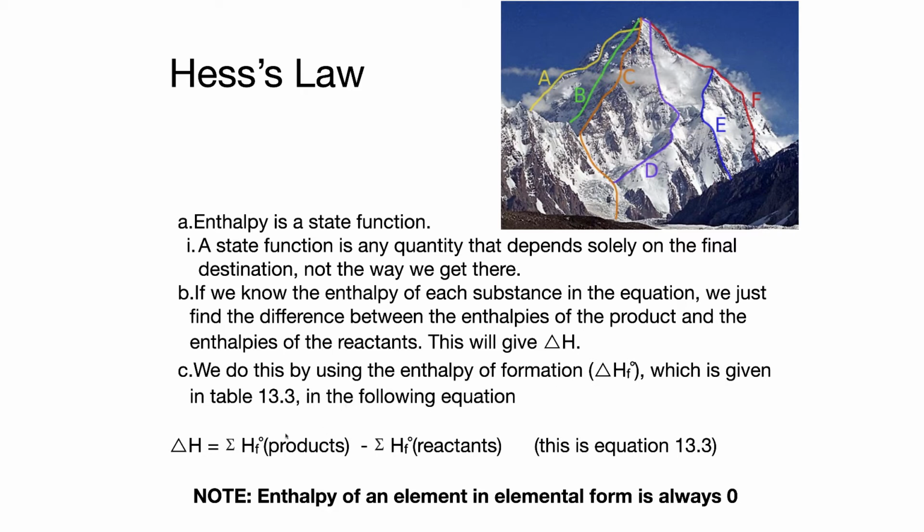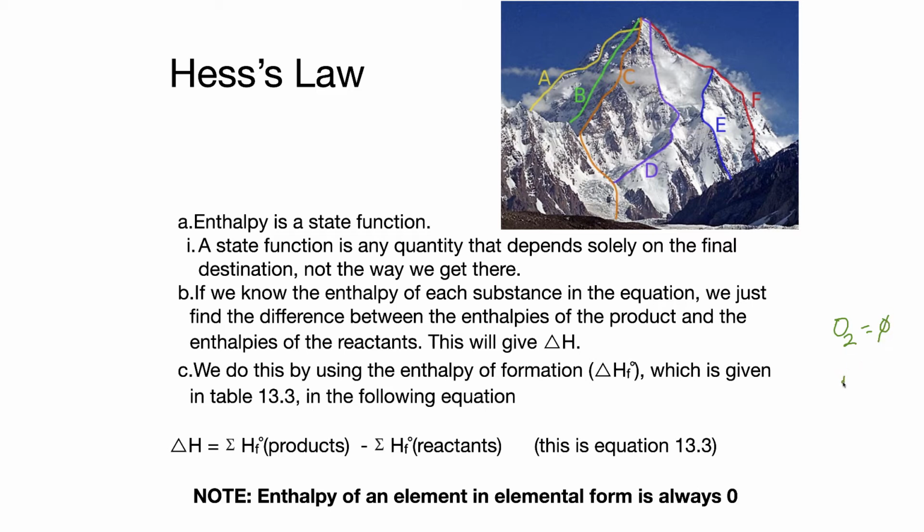Now, one thing we need to realize when we look at the chart, it will make more sense in a minute, is that when we're calculating the sums for the products and the reactants, the enthalpy of an element in its elemental form is always zero. You won't see it on the chart, but know that if it's in an elemental form, then it's zero. So what does that mean? If you have O2, that's how oxygen is in its elemental form, always bonded to another one, that would equal zero.